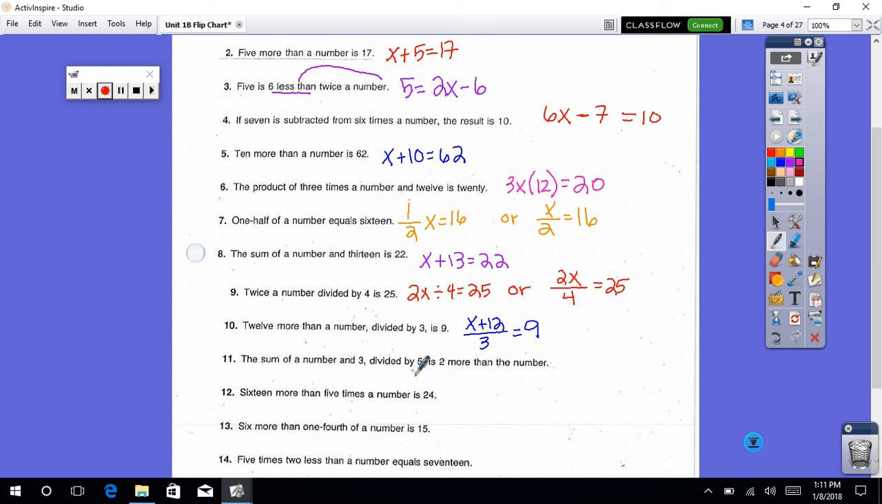Okay, the sum of a number and 3 divided by 5. So sum is to add. A number and 3 divided by 5 is 2 more than the number. Okay, again, we're not solving these for any values, we're just setting it up.